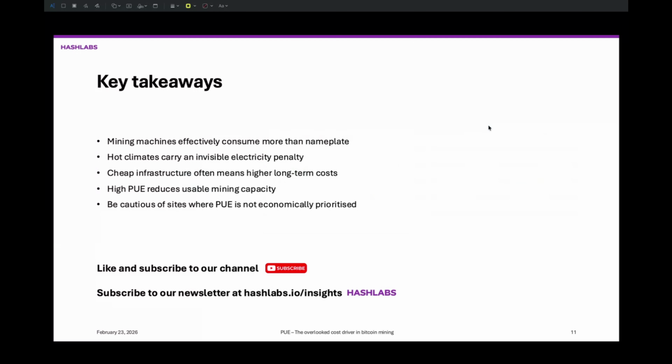Key takeaways. The first one is quite obvious, yet it is often forgotten in the mining industry. Mining machines effectively consume more power than their nameplate. The second one is that hot climates carry an invisible electricity penalty. In hot climates, you will pay for more electricity just for cooling. Cheap infrastructure often means higher long-term costs. High power usage effectiveness reduces usable mining capacity.